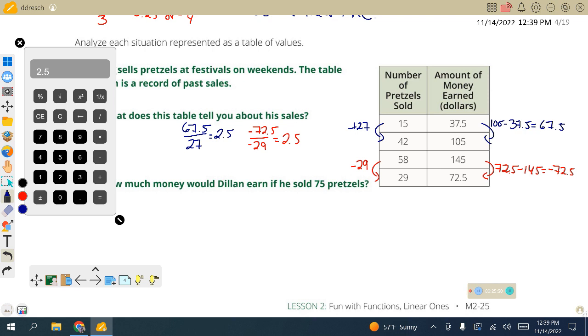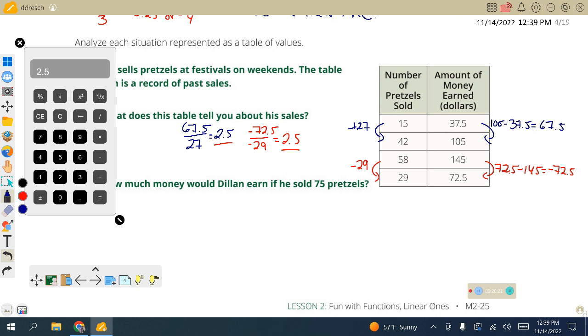So, completely different numbers, right? And we both got 2.5. So what would you say then off of this table? Is it linear or not? Did you get the same slope? 2.5, right? Because we're still getting that same rate of change, this is a linear table. Would it look linear at just a glance, from what we've seen over the last week or so? I would have said not.